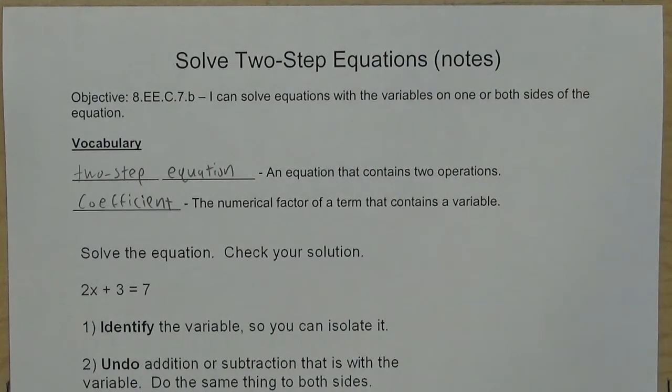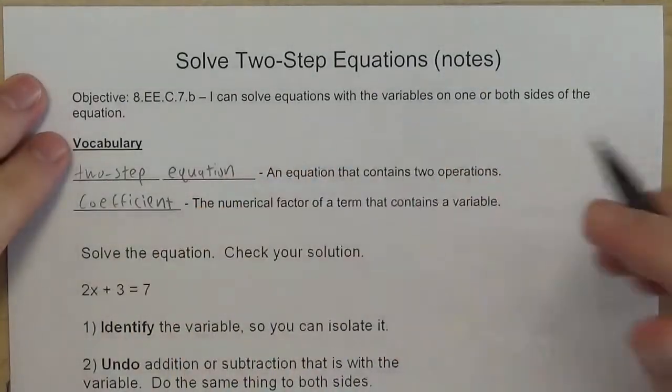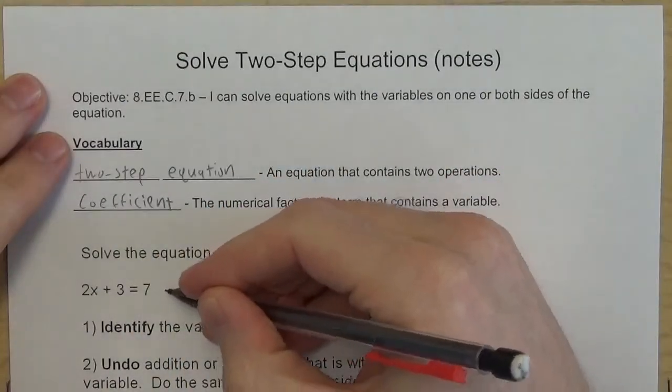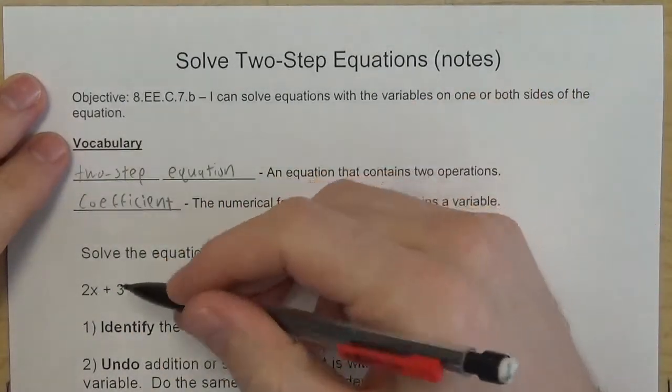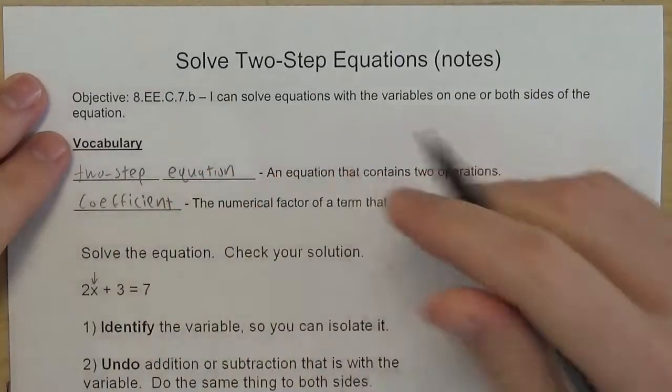That sounds like a pretty simple thing, but it's really important to make sure you know where your variable is and pay attention to where it is, because you have to get that by itself. It's not always on the left side or always on the right side. It's usually on the left side, but if it's on the right side, you can isolate it there on the right side. So you've got to pay attention to where it's at. In this case, it's right here.